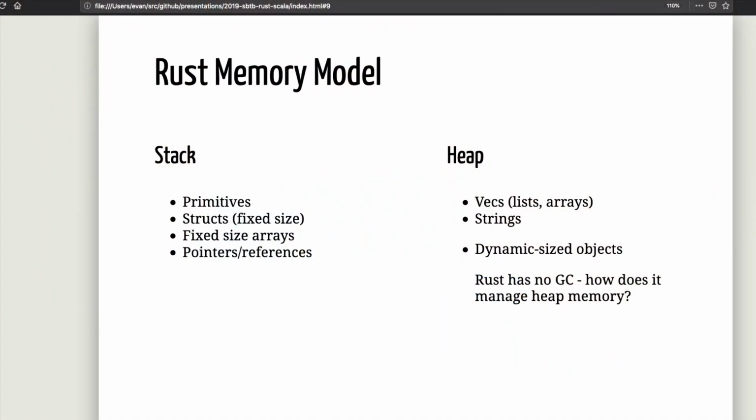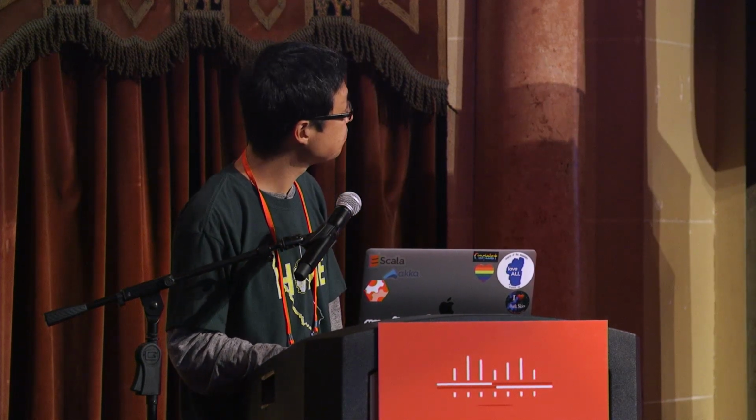Rust is quite different. Rust puts a lot of things on the stack, and it is not just primitives, but structs, which are basically records or case classes, go on there. Anything that is fixed size, essentially, goes on the stack, as well as pointers. And the heap is used for dynamic data, for example maps, lists, strings. Now, Rust does not have a garbage collector. How does it manage this memory, and how do you know when it's safe? That's one of the most interesting topics.